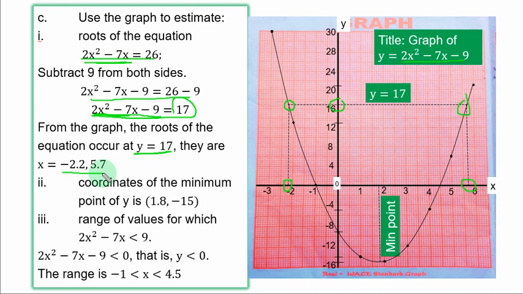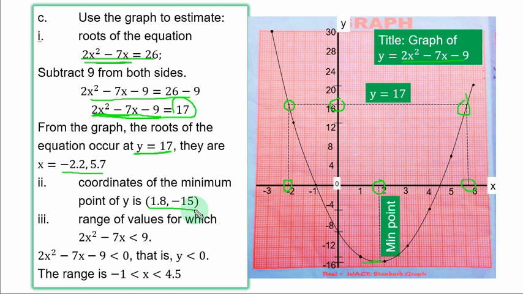Roman figure 2, coordinate of the minimum point of y. That is the lowest point of the curve. That is somewhere here. Now when you say coordinate, you find s and y value. At the minimum point here, you trace to the s axis and you trace to y axis. For s axis, you have it here 1.8, and for y axis you have minus 15. That's the coordinate of the minimum point.